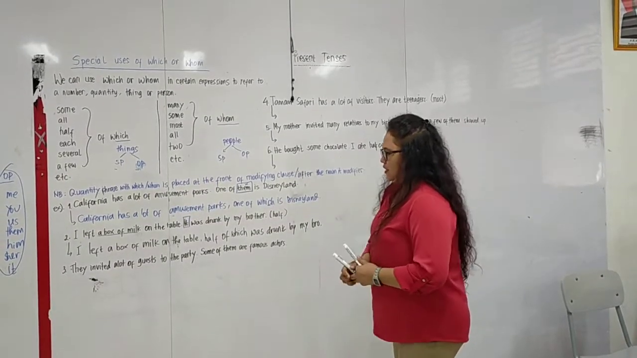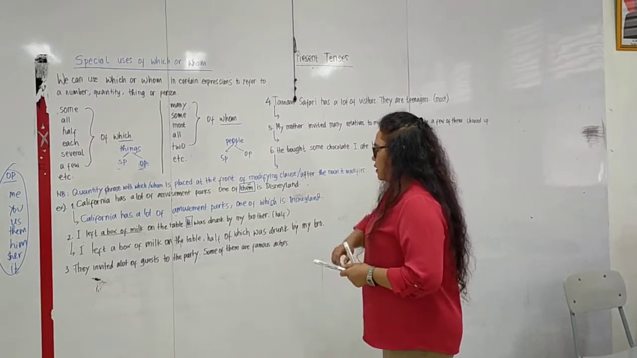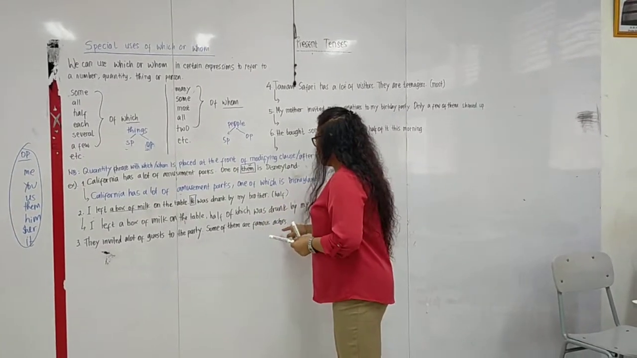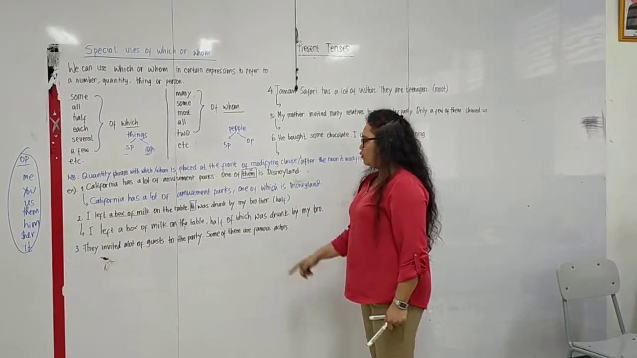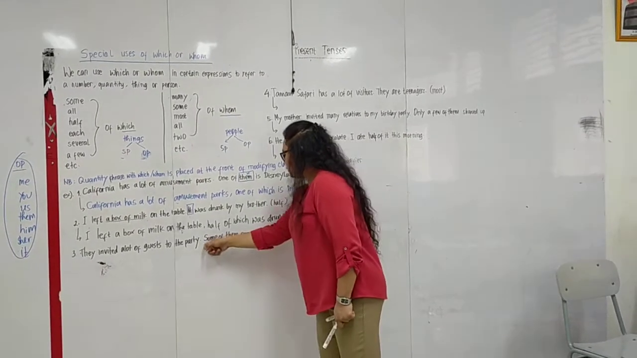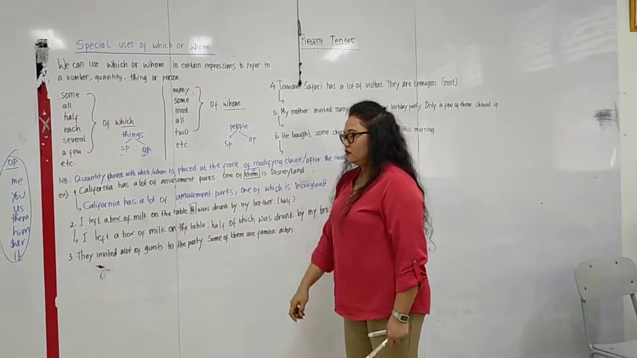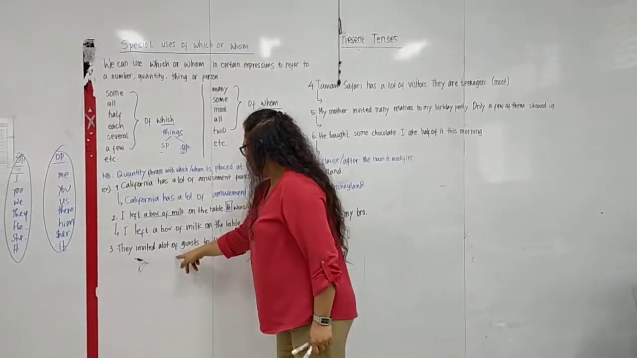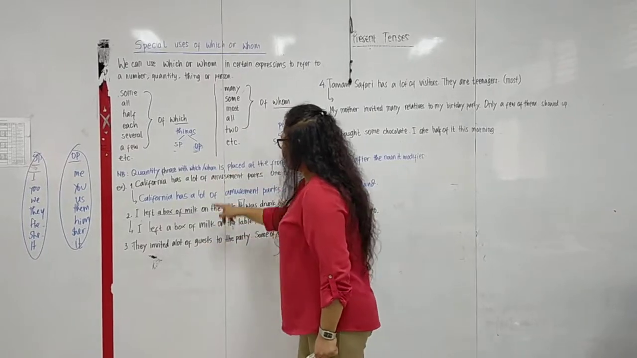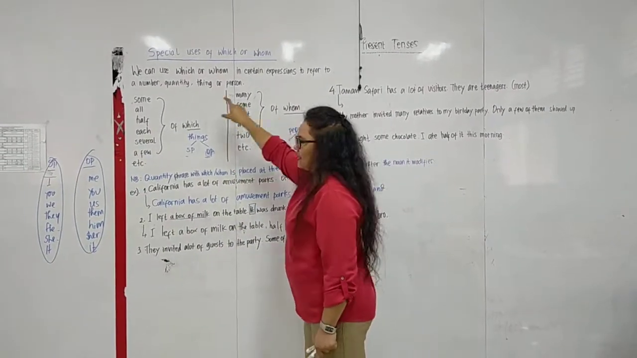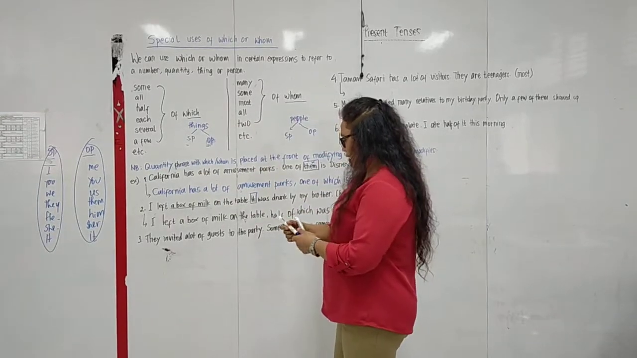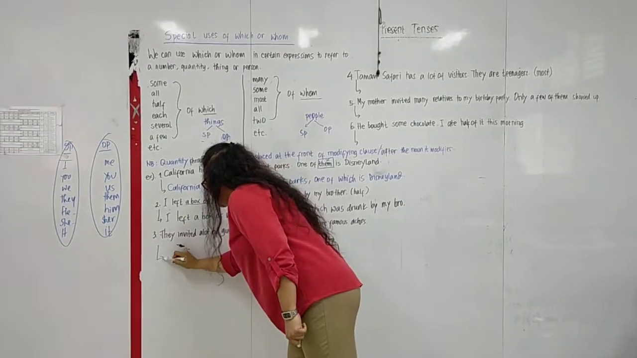Number 3. They invited a lot of guests to the party. Some of them are famous actors. Di sini nggak dikasih lagi quantifiersnya dalam kolom karena udah kita tahu yang akan digunakan quantifiersnya adalah some. They invited a lot of guests. Guests, not things. They are people. So we use whom, not which. So if we combine the sentence, it should be like this.